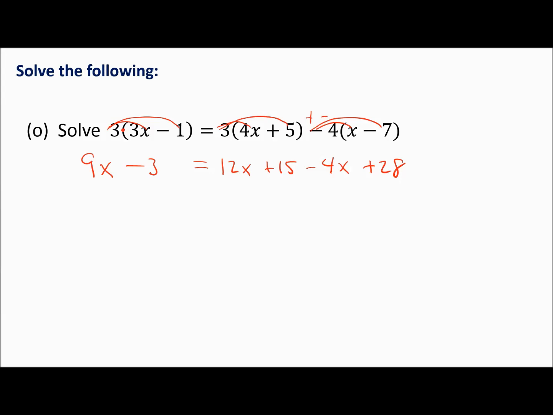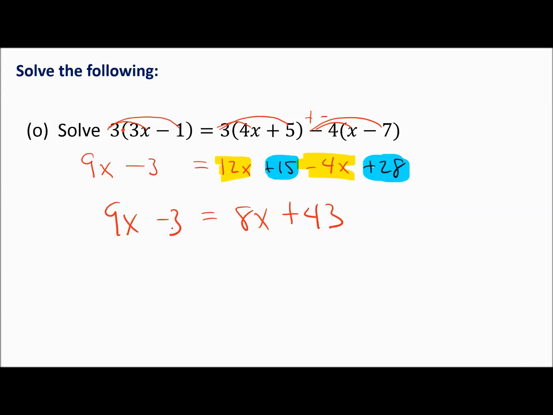Now over here on the right, I've got like terms. I've got a 12x I want to combine with a negative 4x. And what is 12x plus a negative 4x? Well, it's 8x. And I also have a positive 15 and a positive 28 to combine together. And that's going to give me 28, 38, 43, right? Did you hear that in my head math? Okay, so 9x minus 3 on the left equals 8x plus 43 on the right.